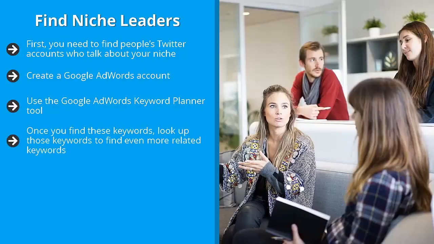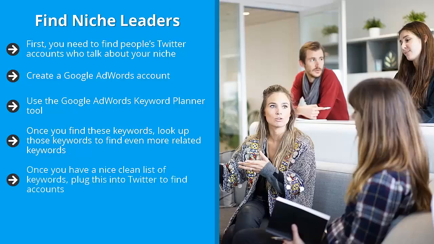Once you find these keywords, look up those keywords to find even more related keywords. Make sure that these keywords get a decent amount of traffic. Read these keywords and be convinced that they are actually related to your niche. Once you have a nice clean list of keywords, plug this into Twitter to find accounts. There's a shortcut to this.